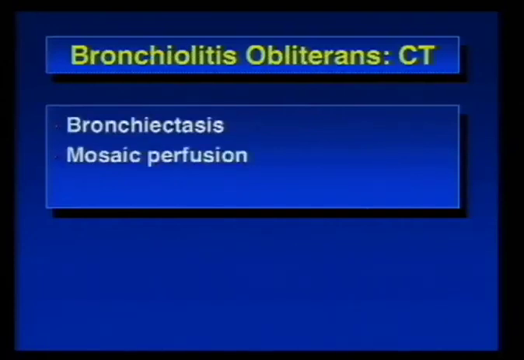On CT, what are we looking for? Bronchiectasis, mosaic perfusion, and most sensitively, air trapping. You may see nothing else but air trapping. So if you see nothing else but air trapping, differential is what? Bronchiolitis obliterans. What else? I'm trying to think. Asthma and hypersensitivity pneumonitis. Good.